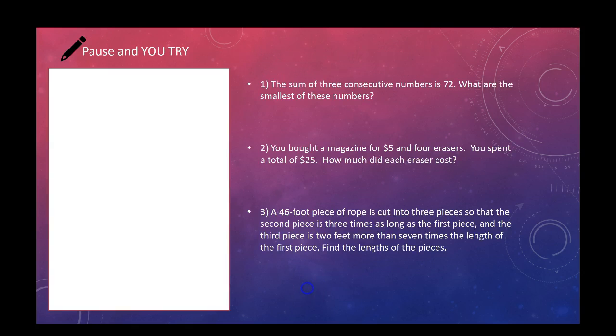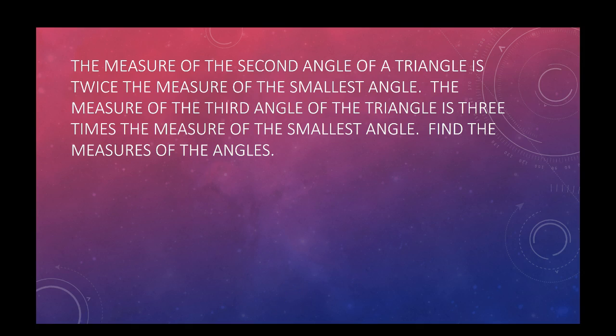Okay, so we're going to move on and do 3 more together. These are a little tougher. Same concept though. The measure of the second angle of a triangle is twice the measure of the smallest angle. The measure of the third angle of the triangle is 3 times the measure of the smallest angle. Find the measures of the angles. So this problem is saying, let's take this triangle and figure out what's angle 1, angle 2, and angle 3.